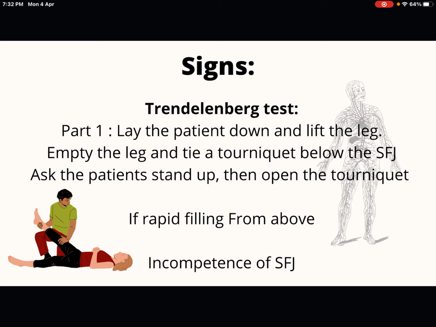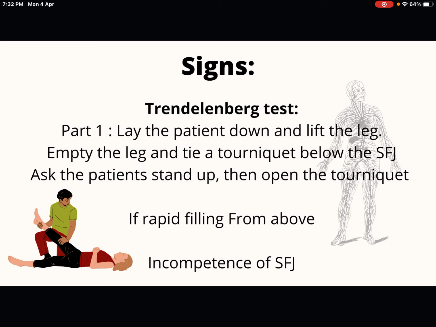If the rapid filling is seen from above, then it is due to the incompetence of the saphenofemoral junction. I guess you guys understand. This is part 1 of the Trendelenburg test. What is that? We have to make the patient lie down, lift the leg of the patient, empty the leg, and tie a tourniquet just below the saphenofemoral junction.